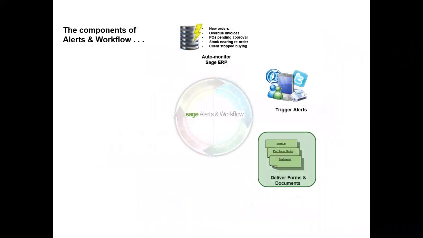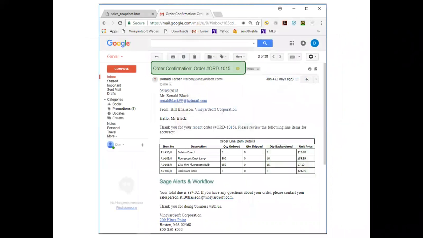Now, a couple moments ago, I alluded to sending out an order confirmation as one of the most common uses of Alerts and Workflow. And in fact, whether it's an order confirmation, an invoice, a statement, a dunning notice, picking list, purchase order, all of your standard forms and documents in Sage 100 can be automatically generated and delivered by Alerts and Workflow. And whether those are delivered in plain text, HTML, as a PDF document, all of those choices are available to you.